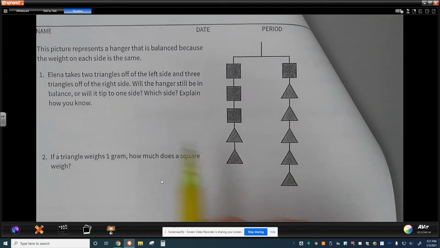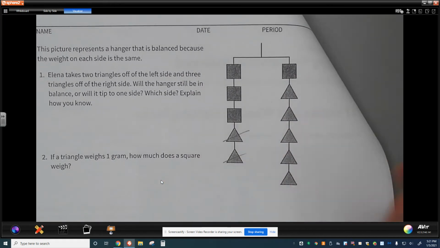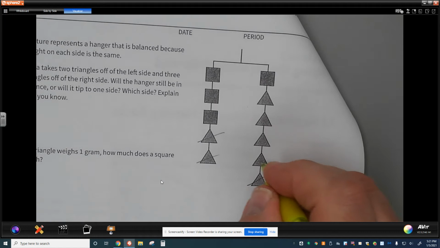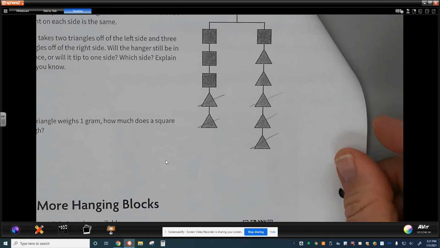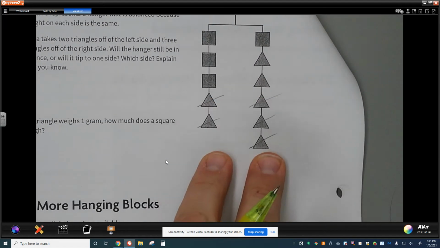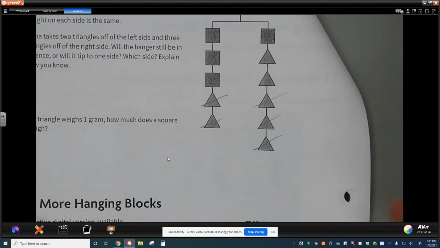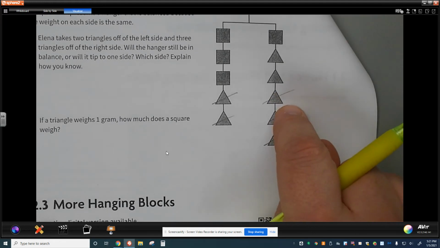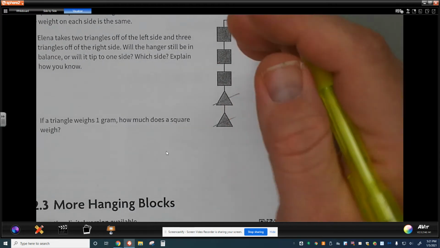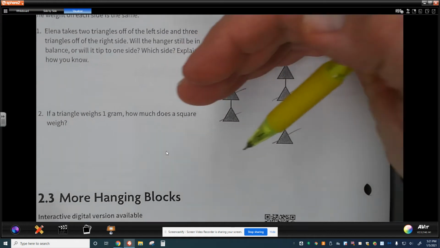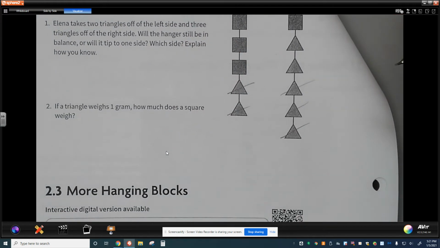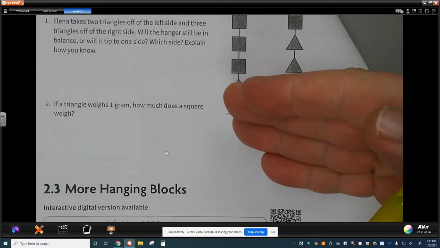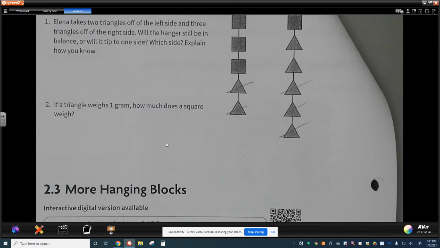You can take off 2 triangles from the left, and then you can take off 3 triangles from the right. And what we can immediately see right here is I didn't take off the same amount of weight from each side. So I should know this is not going to still be balanced. Which side will it tip to? I took more off of the right side than I did the left side. So it naturally should tip down on the left side a little bit more because I took less weight off, making that left side heavier.